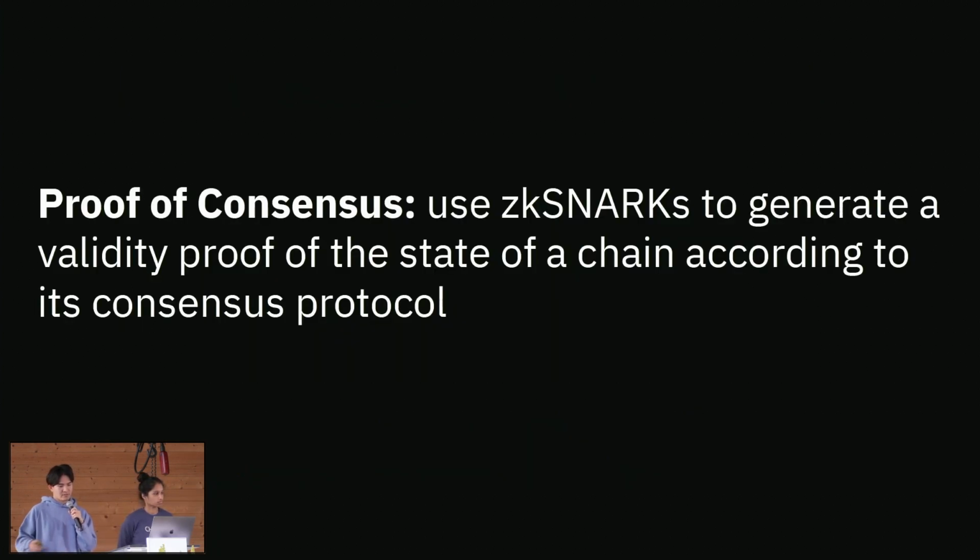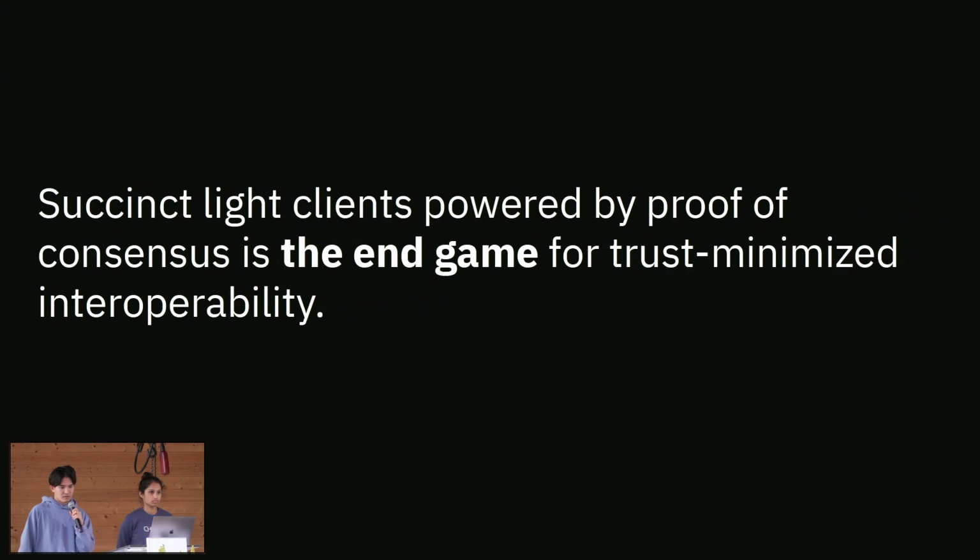So we're calling this proof of consensus cross-chain communication, or proof of consensus bridging. Essentially, the idea again is to use these zkSNARKs to generate a validity proof of the state of the chain. And we believe that this sort of bridge design, where you're running light clients on the target chain that can trustlessly prove the state of the source chain, is the end game design for trust minimized interoperability.